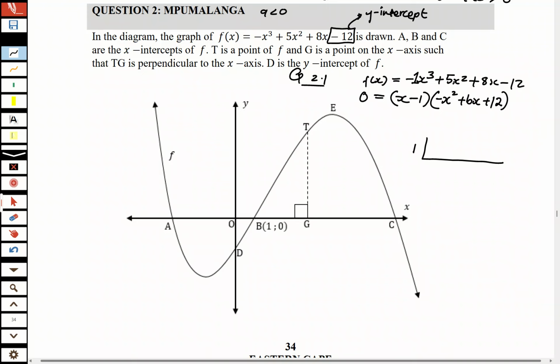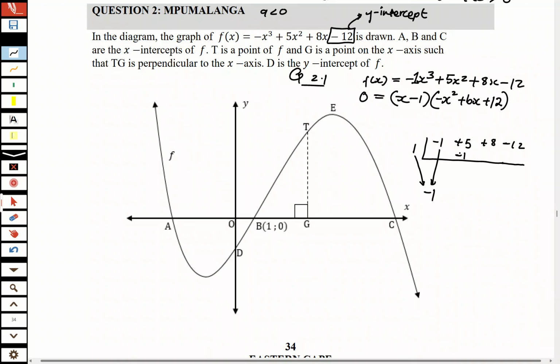So you simply take the coefficients in front of x. So it is negative 1 here in your original function: negative 1, plus 5, plus 8, and then minus 12. Then simply drop the first one there, you'll have negative 1. Then 1 times this, you'll have negative 1, and then plug it here, that's negative 1.